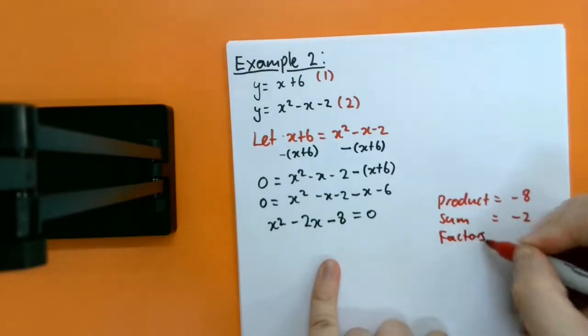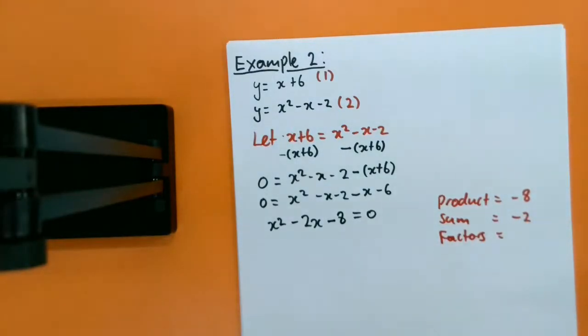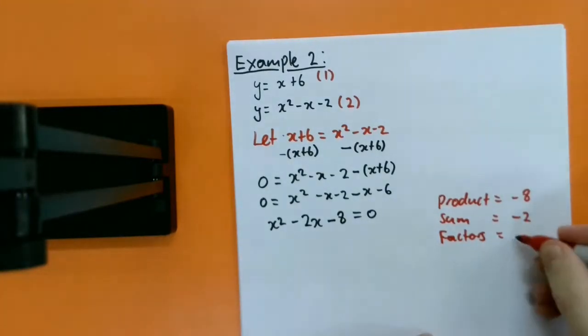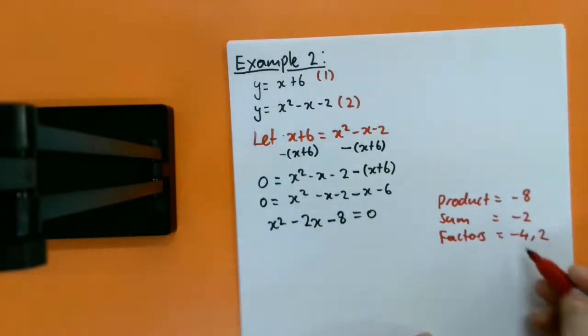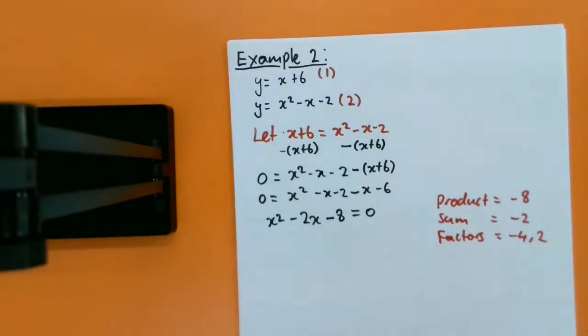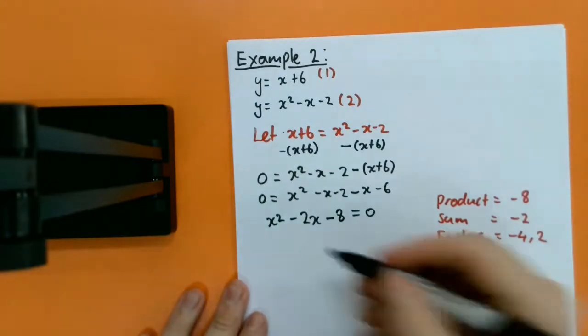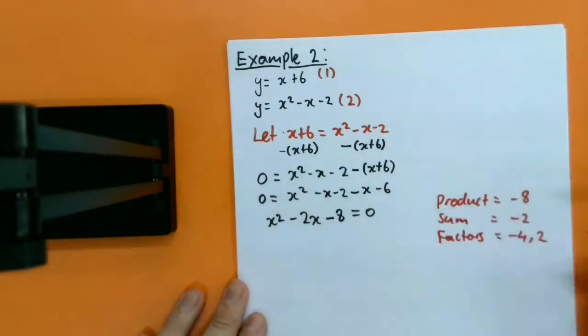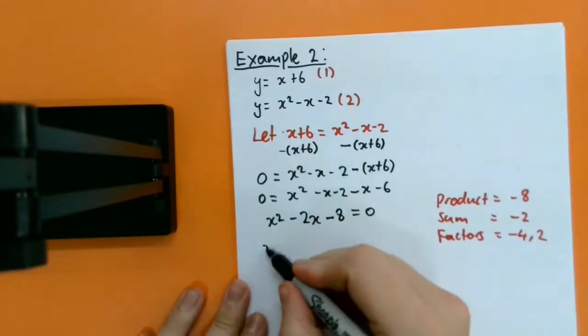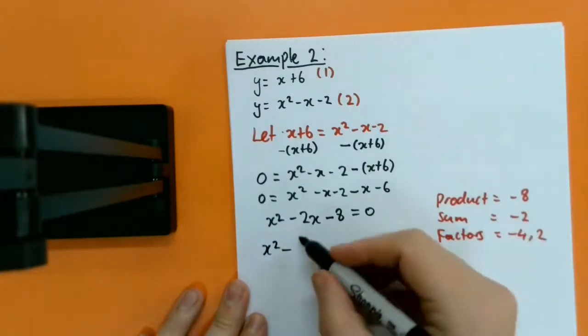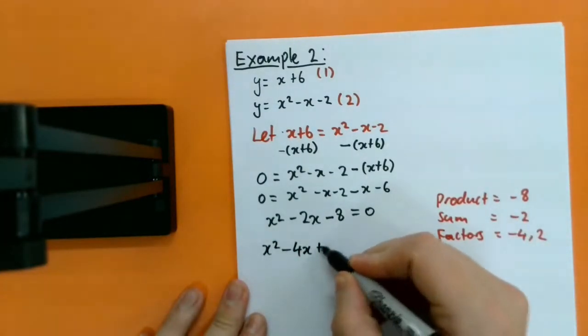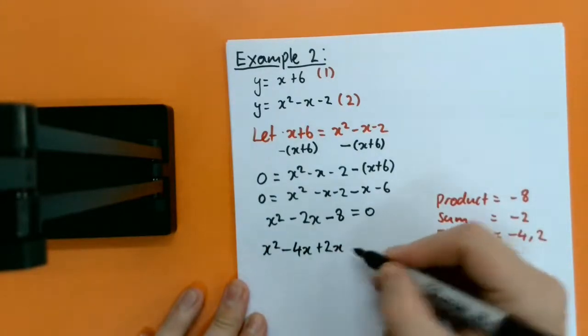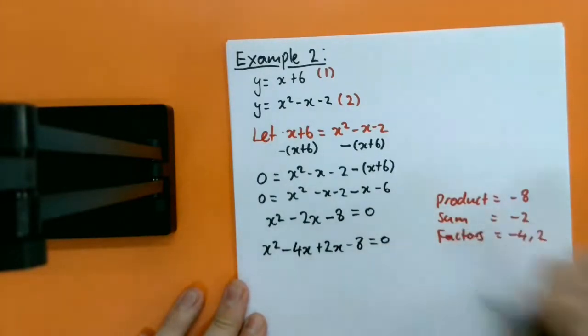The two factors that add to give us negative 2 and multiply to give us negative 8 are minus 4 and positive 2. Minus 4 times 2 is negative 8, and minus 4 plus 2 gives you negative 2. So we're just going to split the middle term into these two factors. We end up with x squared minus 4x plus 2x minus 8 is equal to 0.